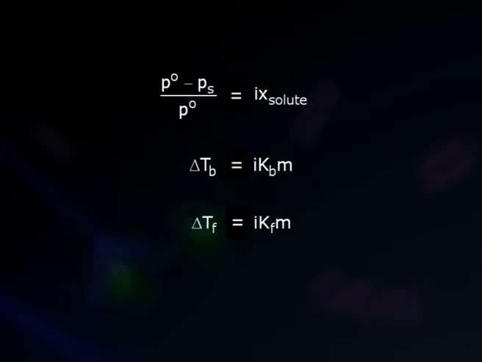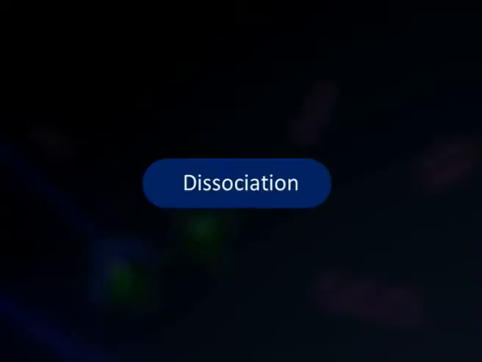and osmotic pressure of the solution will be equal to iCRT, where i is the Van 't Hoff factor, C is concentration of the solution, R is gas constant, or we can say it is solution constant in case of solution, and T is the temperature in Kelvin. Now, first we are taking dissociation.